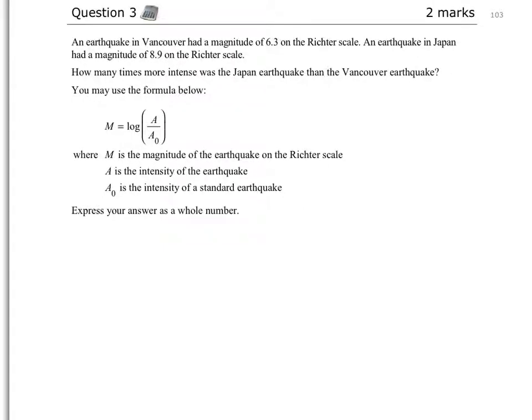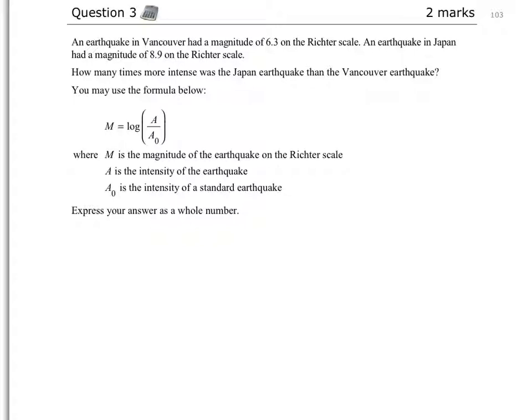Question 3. An earthquake in Vancouver had a magnitude of 6.3 on the Richter scale. An earthquake in Japan had a magnitude of 8.9 on the Richter scale. How many times more intense was the Japan earthquake than the Vancouver earthquake? You may use the formula before.